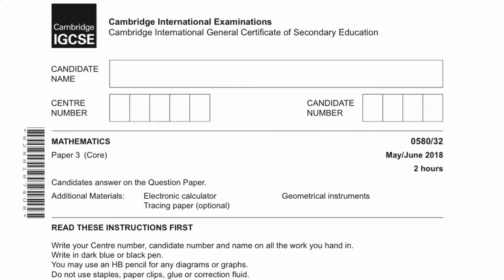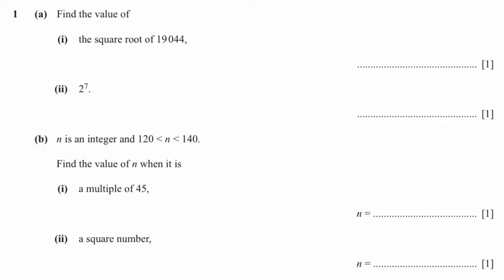Today we are going to solve Cambridge IGCSE Paper 3 Core 058032 June 2018. 1a. Find the value of the square root of 19,044. Square root means you write it like this, 19044, and we will get 138. 2 to the power of 7 is 128.